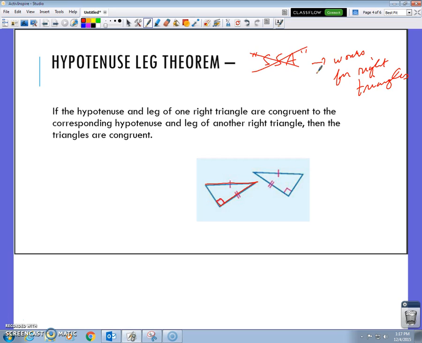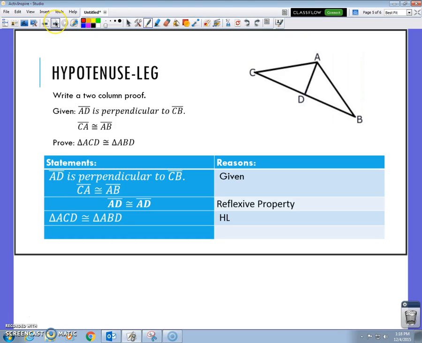We call it hypotenuse leg because you have the hypotenuse and a leg of two different right triangles, and they're in the corresponding positions. So side-side-angle, but we don't call it that. We call it hypotenuse leg, and it's only for right triangles. It doesn't work for obtuse triangles or acute triangles. It doesn't work the same way. So the hypotenuse leg theorem.